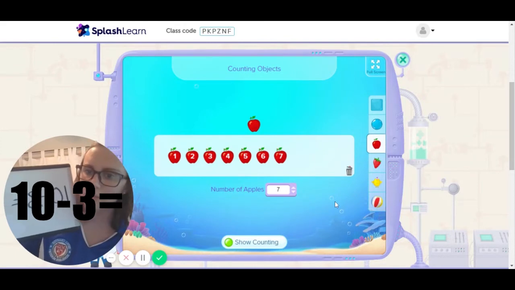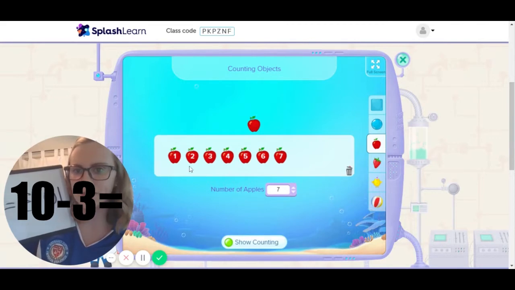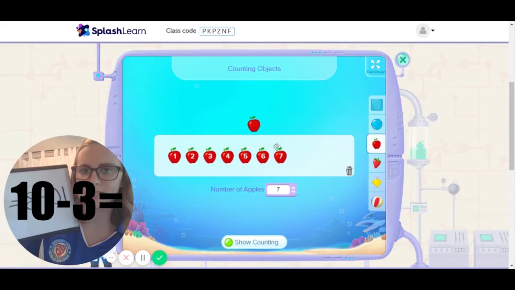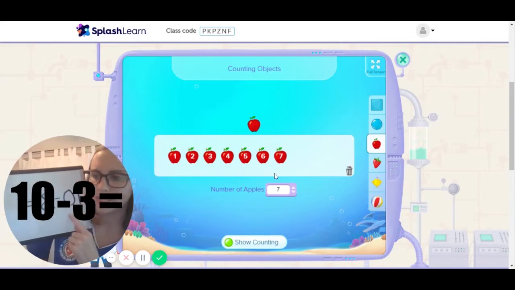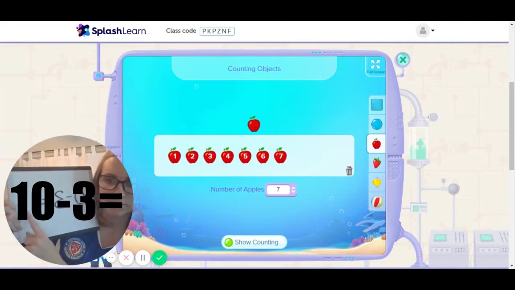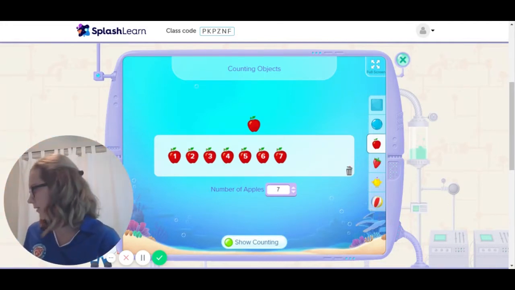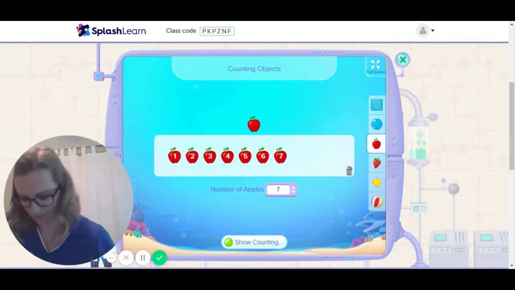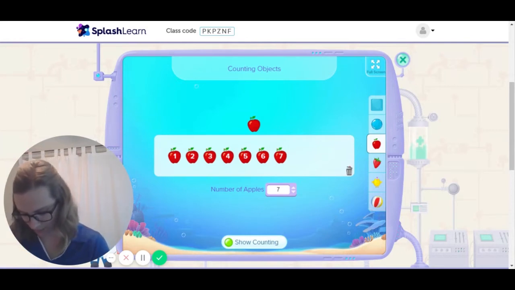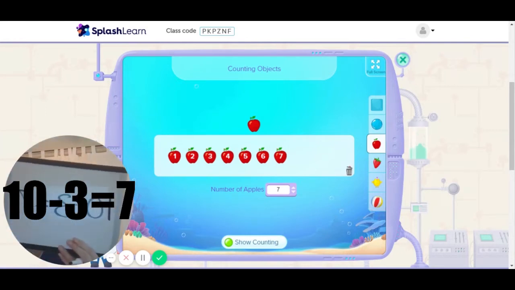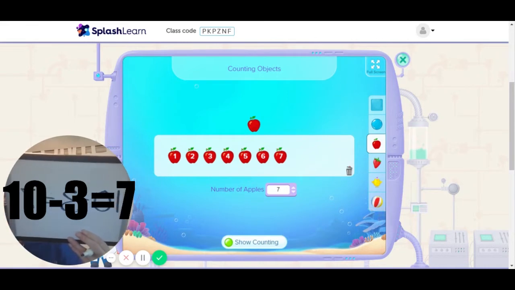Okay, so I had 10 apples. I took 3 of them away. Now, how many do I have left? This kind of helps me out. I don't even have to count them. But I do have 1, 2, 3, 4, 5, 6, 7 left. So 10 minus 3 equals 7, right? So you want to write the number 7. Ten minus 3 equals 7.